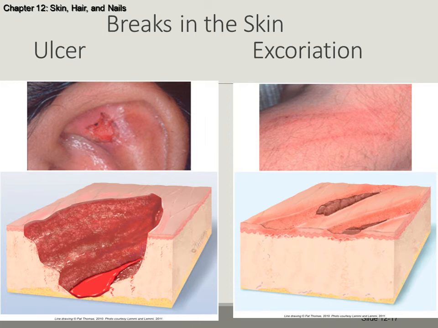Stage 2 would be sort of like an abrasion of the skin. The top layer is gone. Stage 3 would be now it's down to actually the muscle. You can see the muscle. Stage 4 would be you can see other things underneath like bones as well.